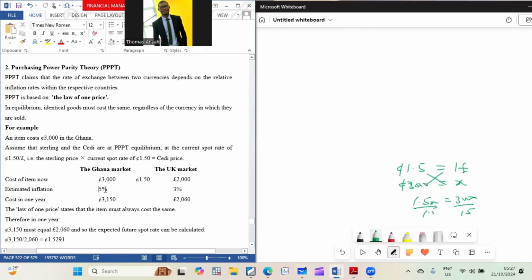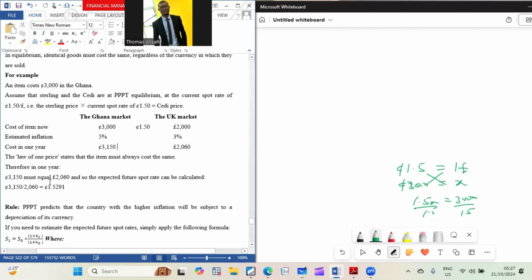And given the estimated inflation rate, if this one inflates by 5% and this one inflates by 3%, you will have to rework the exchange rate again. So now let's see what the exchange rate will be, and that is what you see here. When you do the 3150 and this, you see that the ratio has increased, and it is because of the inflation that is happening. Because in Ghana, the inflation rate is very high, 5% as compared. So the spot rate or the exchange rate you will have at the end of the year, or the future, will increase or decrease depending on how inflation is occurring in the various countries. So it attributes it to the inflation.